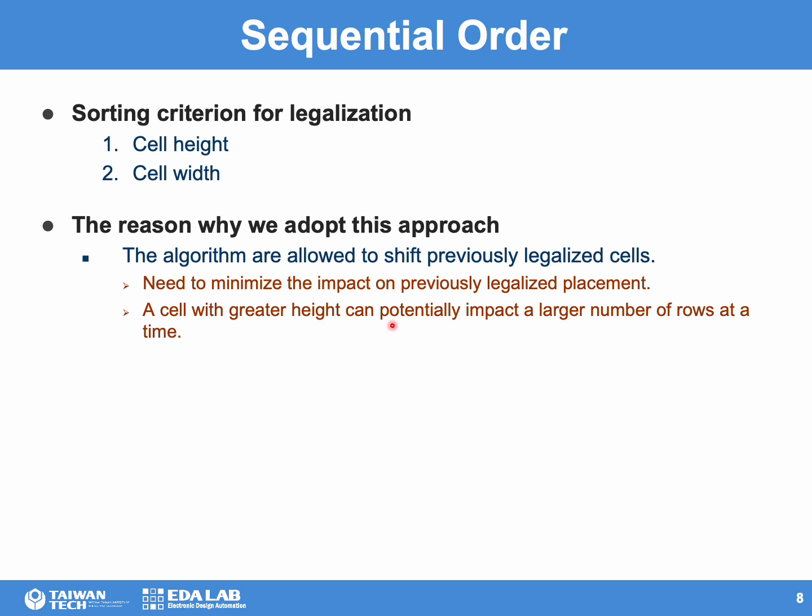Placing taller cells often requires moving more cells to create space. Therefore, we prioritize placing taller cells first, ensuring that in the later stage of legalization, only the shorter cells need to be processed. This approach helps to minimize significant change to the previous placement.